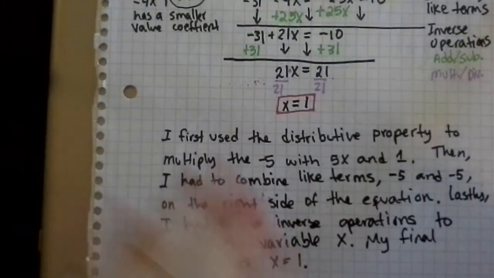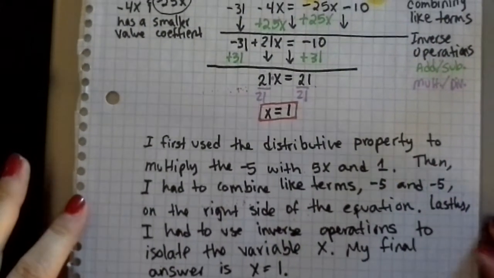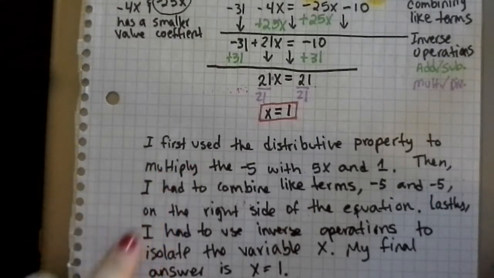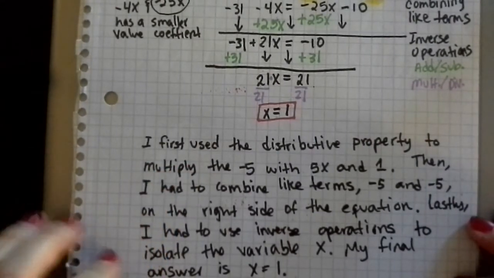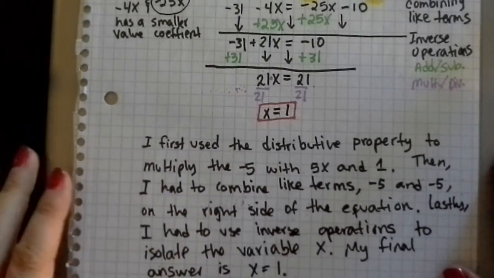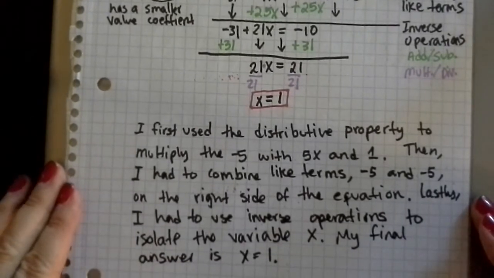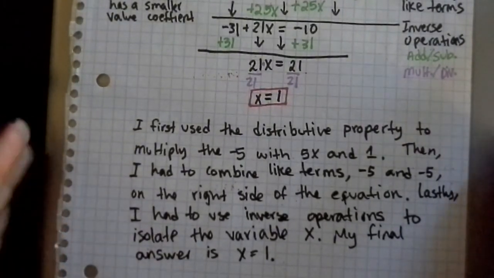This is a very thorough explanation, so I expect you to do this when I need you to write about it. Please give me your logical steps. Pinpoint anything that you had to do, like if you had to distribute, what did you have to distribute? If you had to combine like terms, which ones were the like terms? Okay. There you go. I hope this helps.